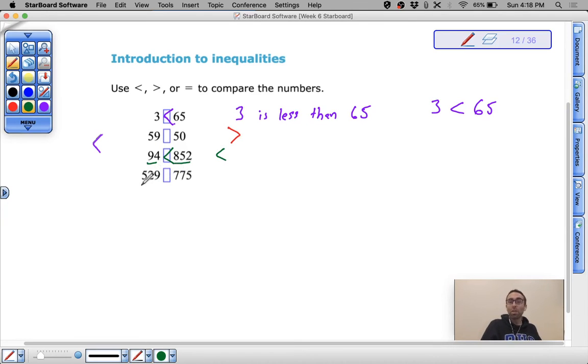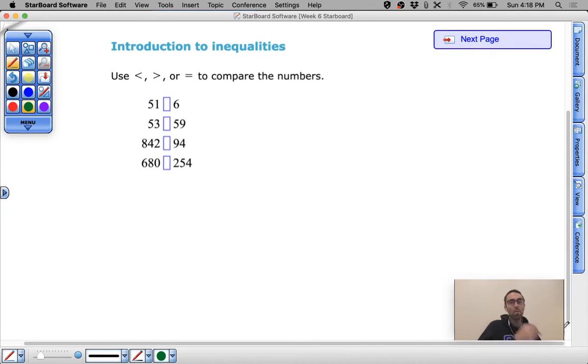They're both 3-digit numbers, so I want to compare the very first number in there, the 5 and the 7. Which is bigger? 7 is bigger, or we say 5 is smaller than the 7 since it comes first. So again, 529 is going to be less than 775. I've covered 4 different examples there, so I'm not going to go through this a second time. Instead, I'm going to have you try some on your own. So why don't you try that now?